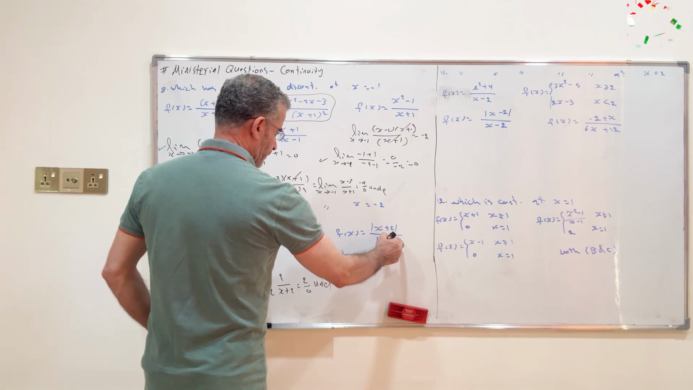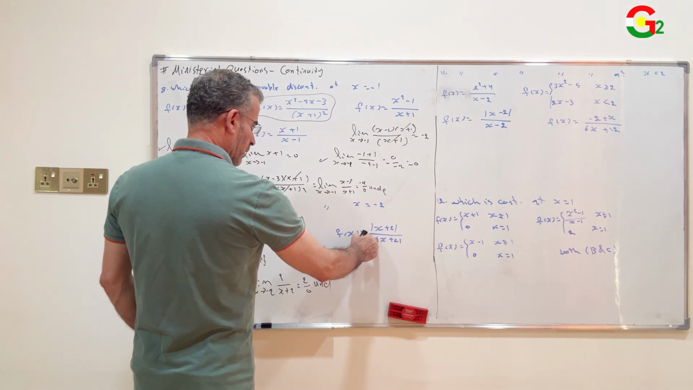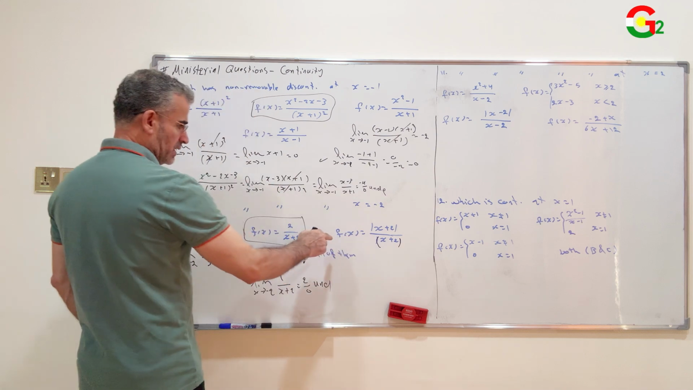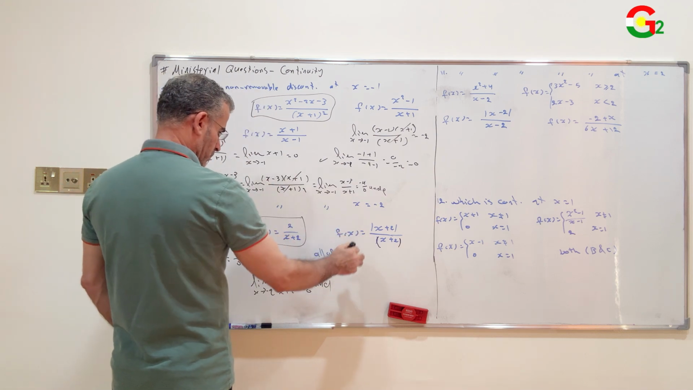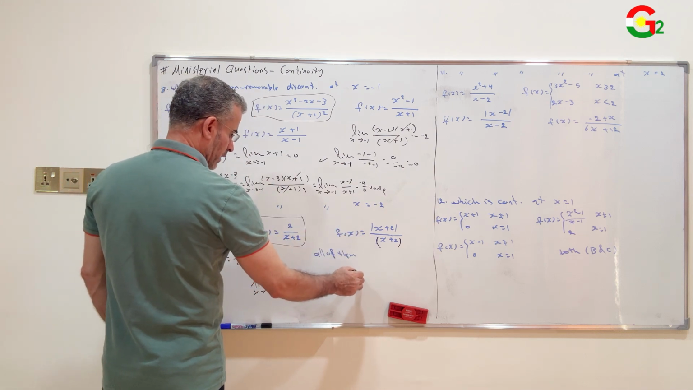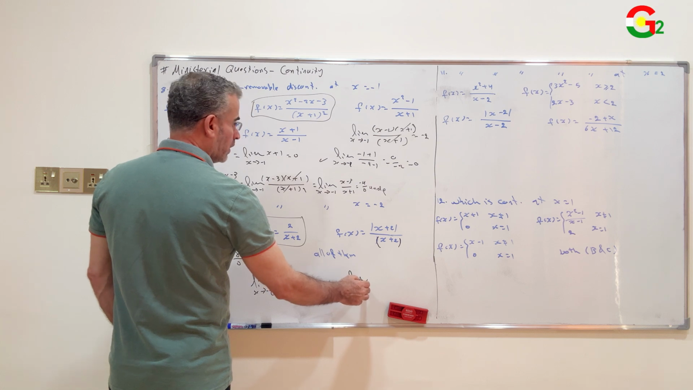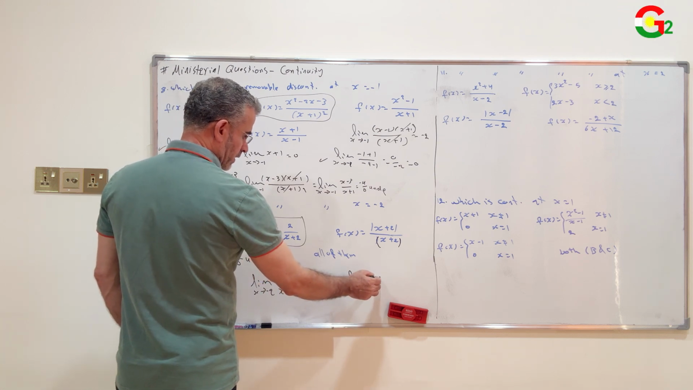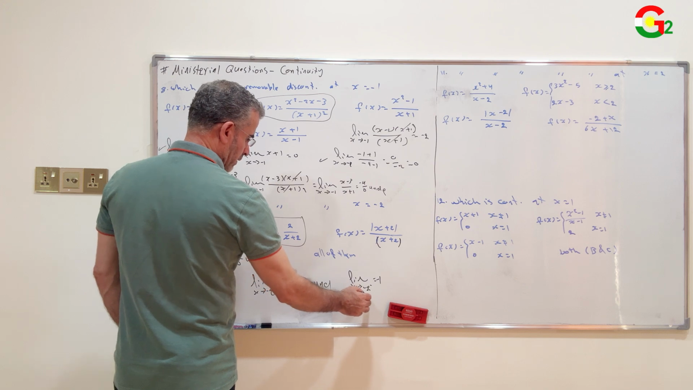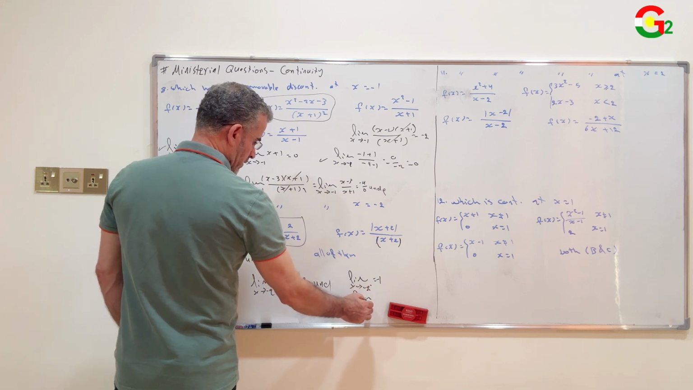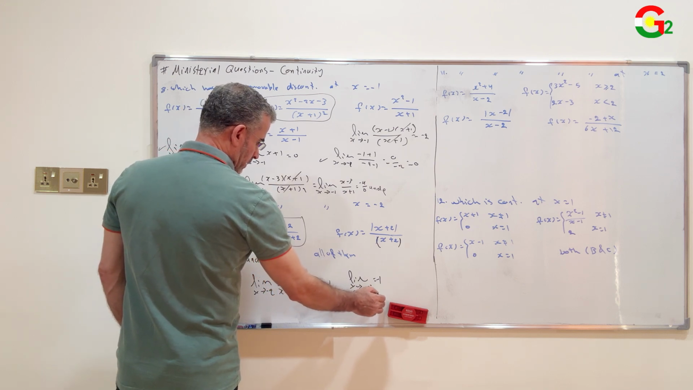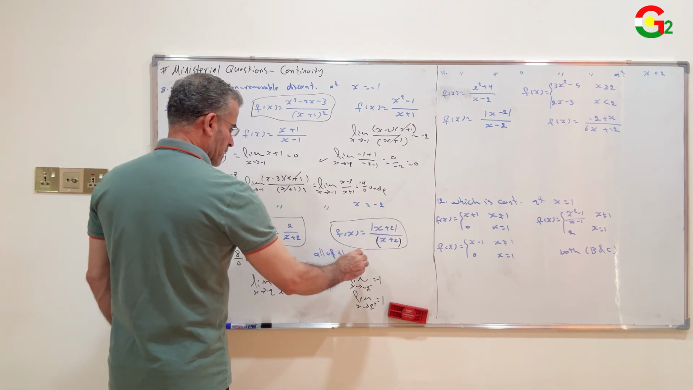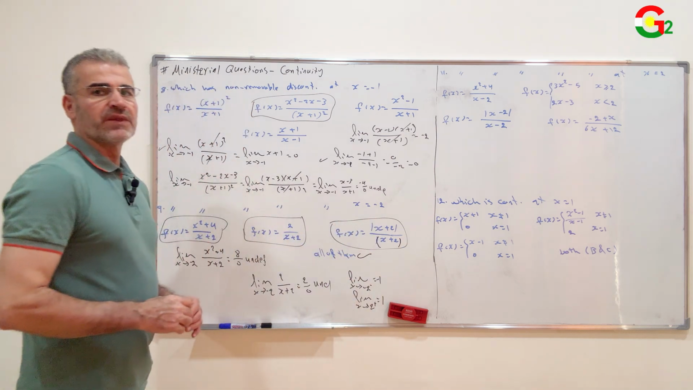If we want to find the limit of this function, I'll find the limit when x approaches -2 from the left, the answer is -1, and from the right it is 1. Then the limit does not exist. The right choice is all of them.